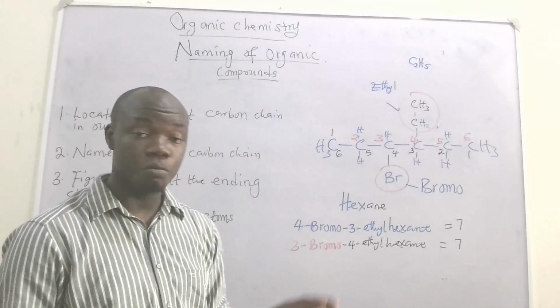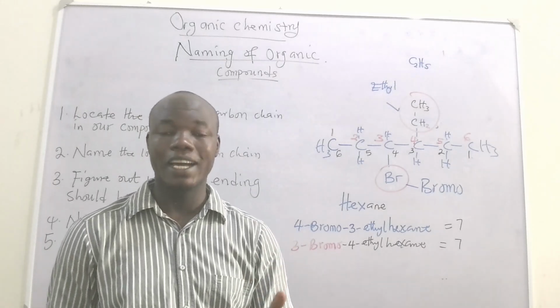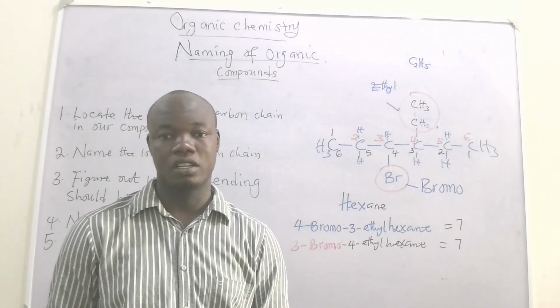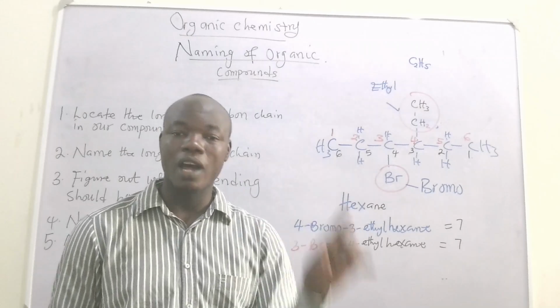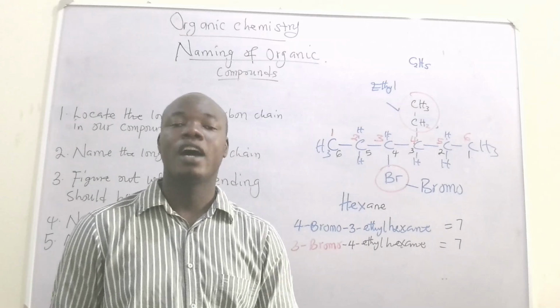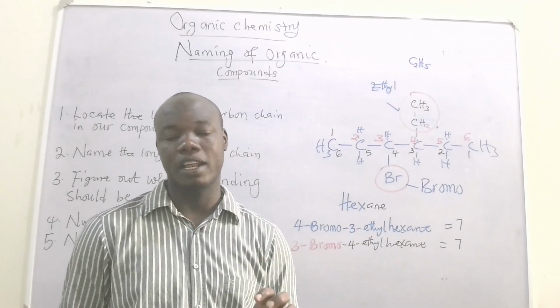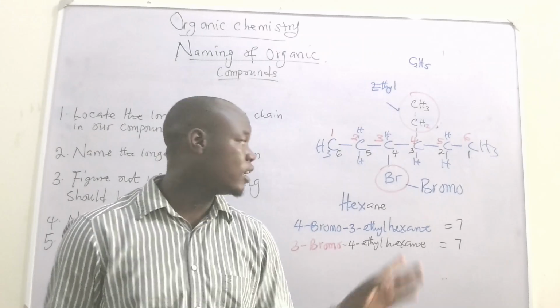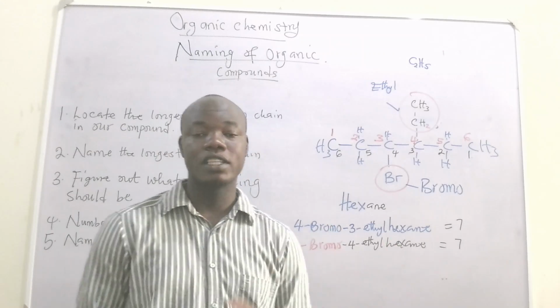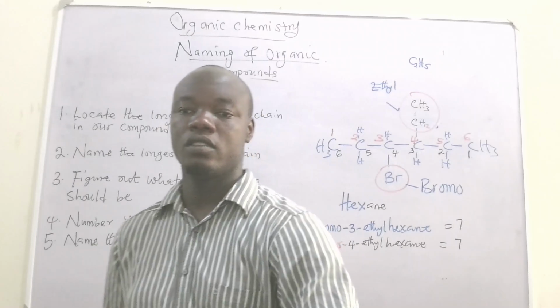It is very, very important when naming an organic compound that between a letter and a number there is a hyphen, and between a number and a number there is a comma. And when you have substituents, the best way is to arrange them in alphabetical order, like we did here. So ladies and gentlemen, let's look at another example.